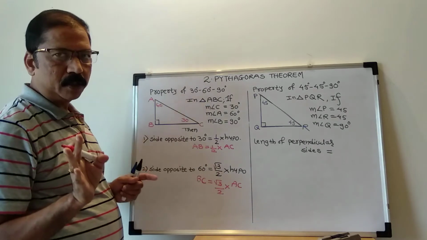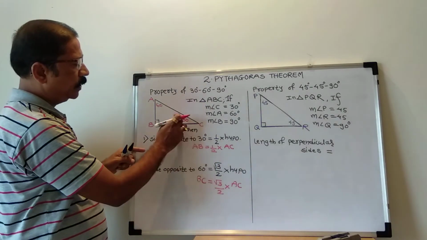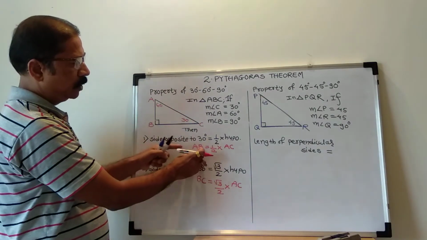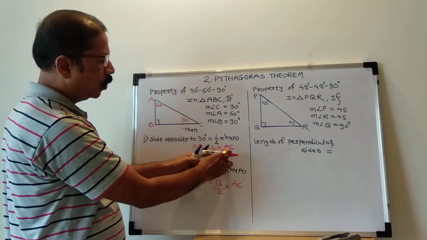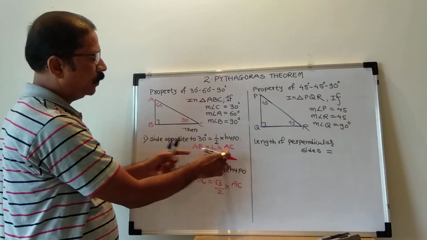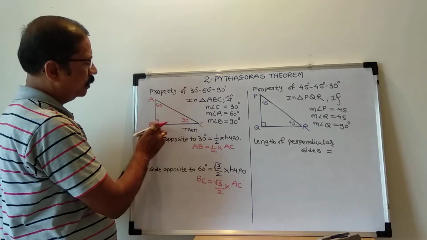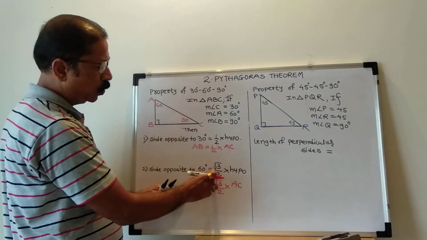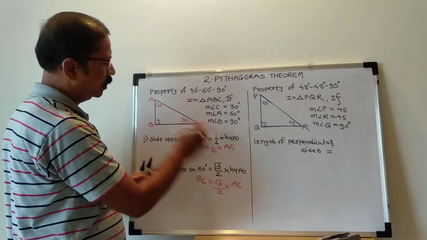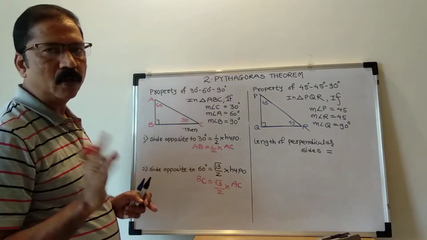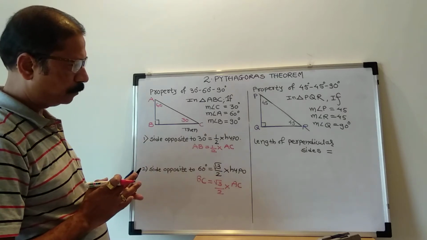Again I am giving the explanation. Side opposite to 30 degree, that is AB, is equal to half of the hypotenuse, so half into AC. And side opposite to 60 degree, that is BC, is equal to root 3 upon 2 times the hypotenuse, means AC. Like this you have to write down the formula.